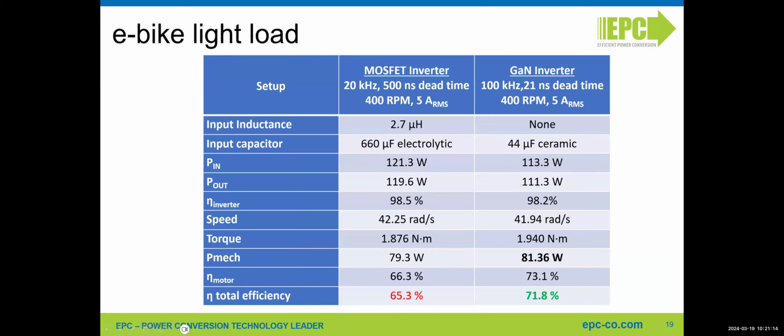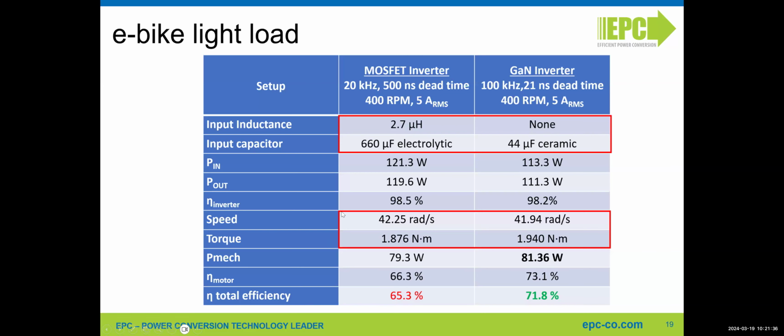And what happens here with the MOSFET inverter versus the GaN-FET inverter is clearly shown. The input inductance and input capacitors were shown also in the previous slides. There's no inductor in the GaN inverter, and there are just ceramic capacitors at the input. And you can see clearly that it's almost the same speed, but the torque is slightly higher on the right. This is higher mechanical torque generated by the motor in the same condition.